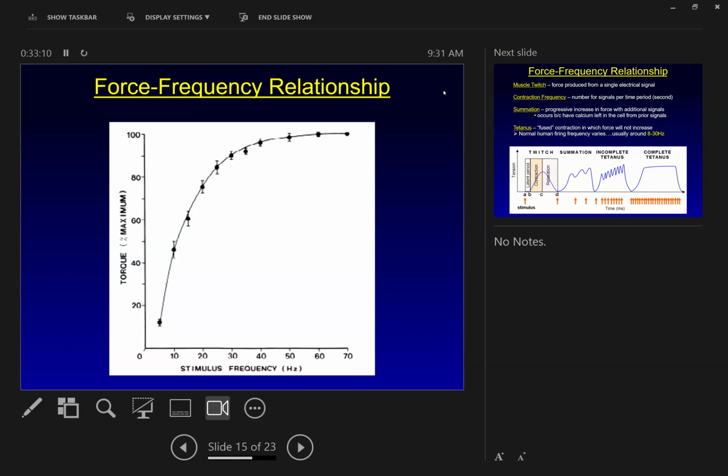Are you wanting to ask about power by fiber type? Yes. Power by fiber type.